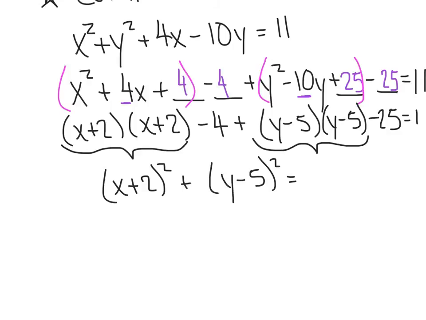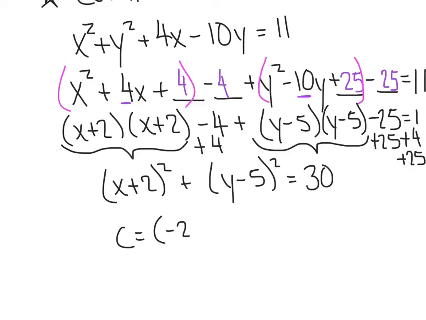And then in the meantime, I'm going to add 4 to both sides. And then I'm also going to add 25 to both sides. And that gave me a 30 over here. So my center would be at negative 2 comma 5. And my radius is going to be the square root of 30, which isn't the nicest one to plot. But hopefully today ours will be a lot friendlier than that.